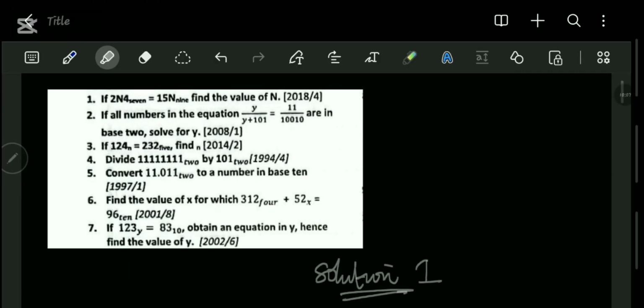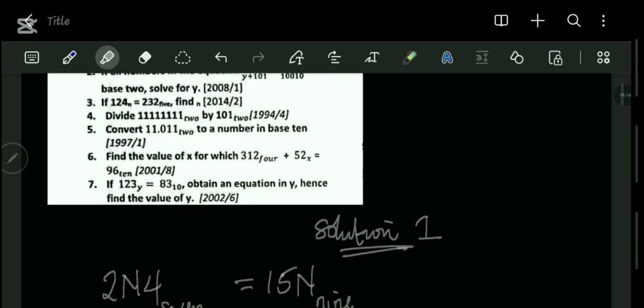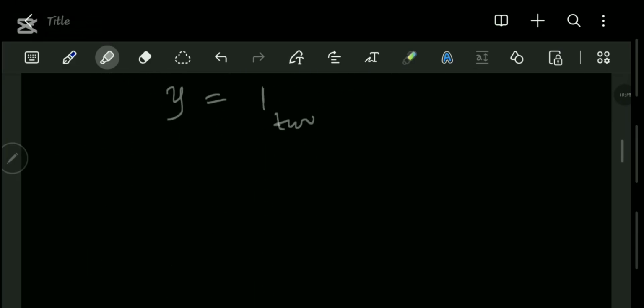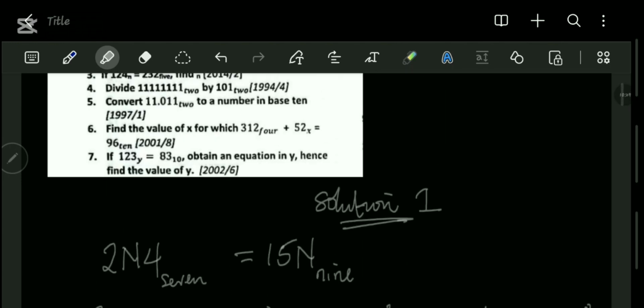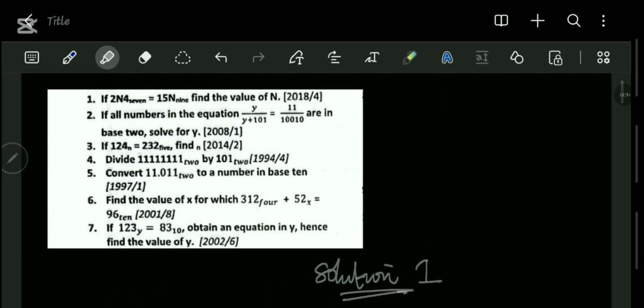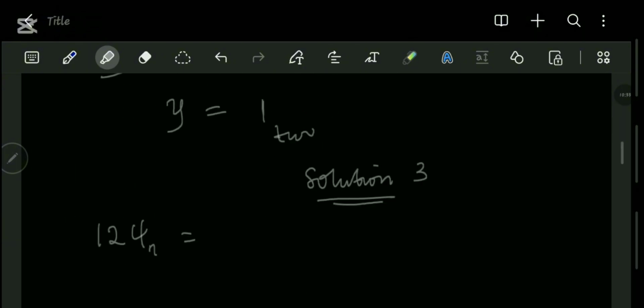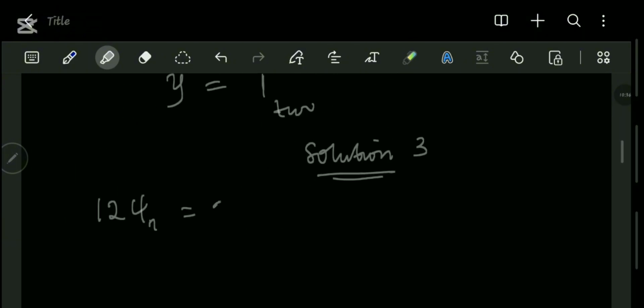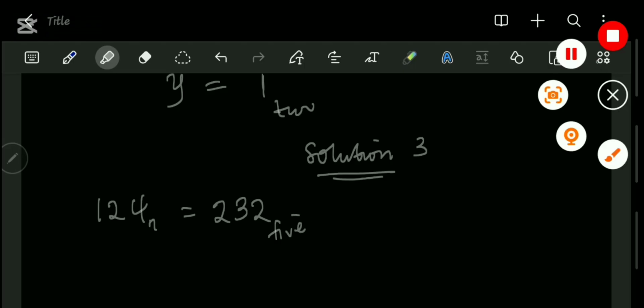And then for question 3, we ask that if 124 in base n is equal to 234 in base 5, we are asked to find the value of n. Solution to number 3. They said 124 in base n is equal to 232 in base 5. We are asked to find the value.